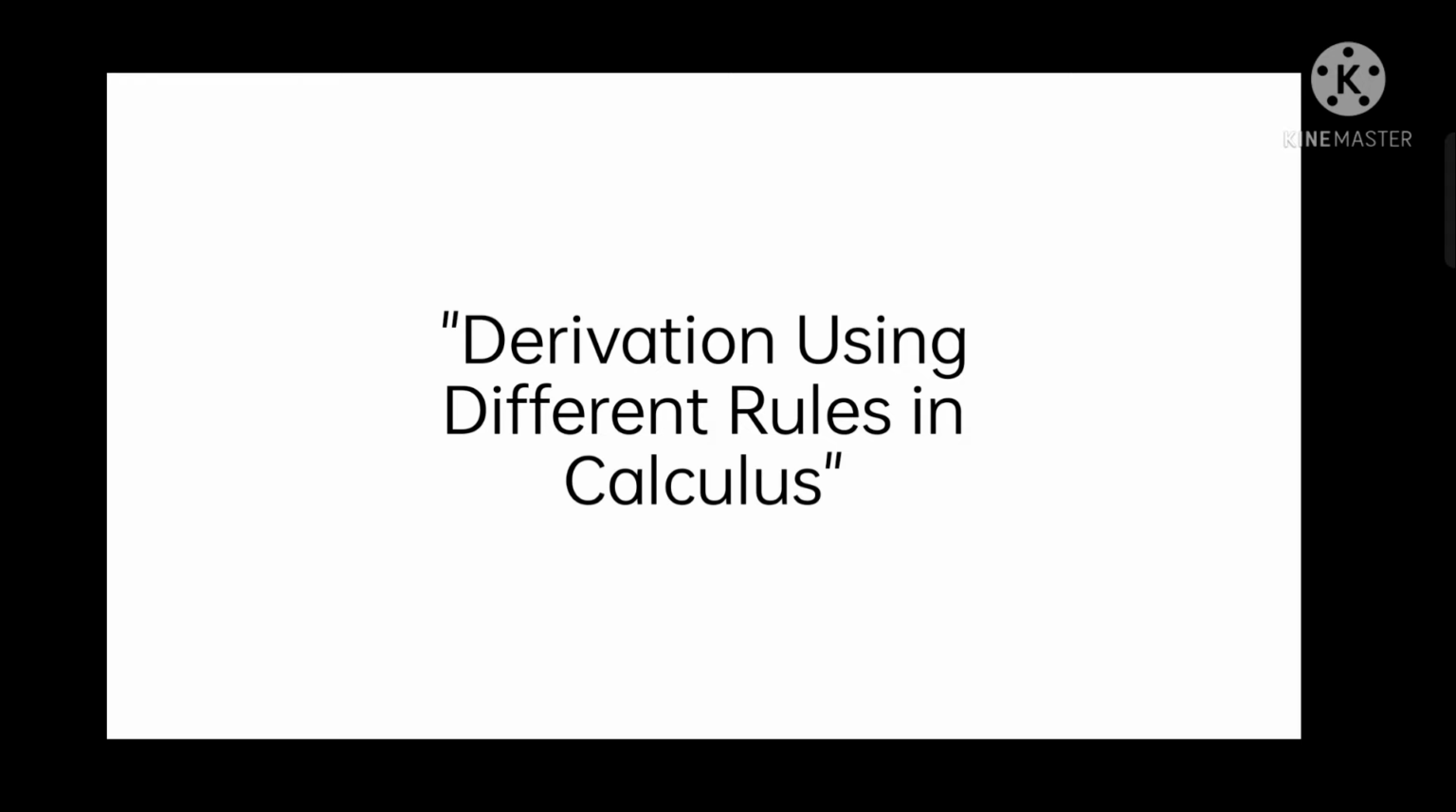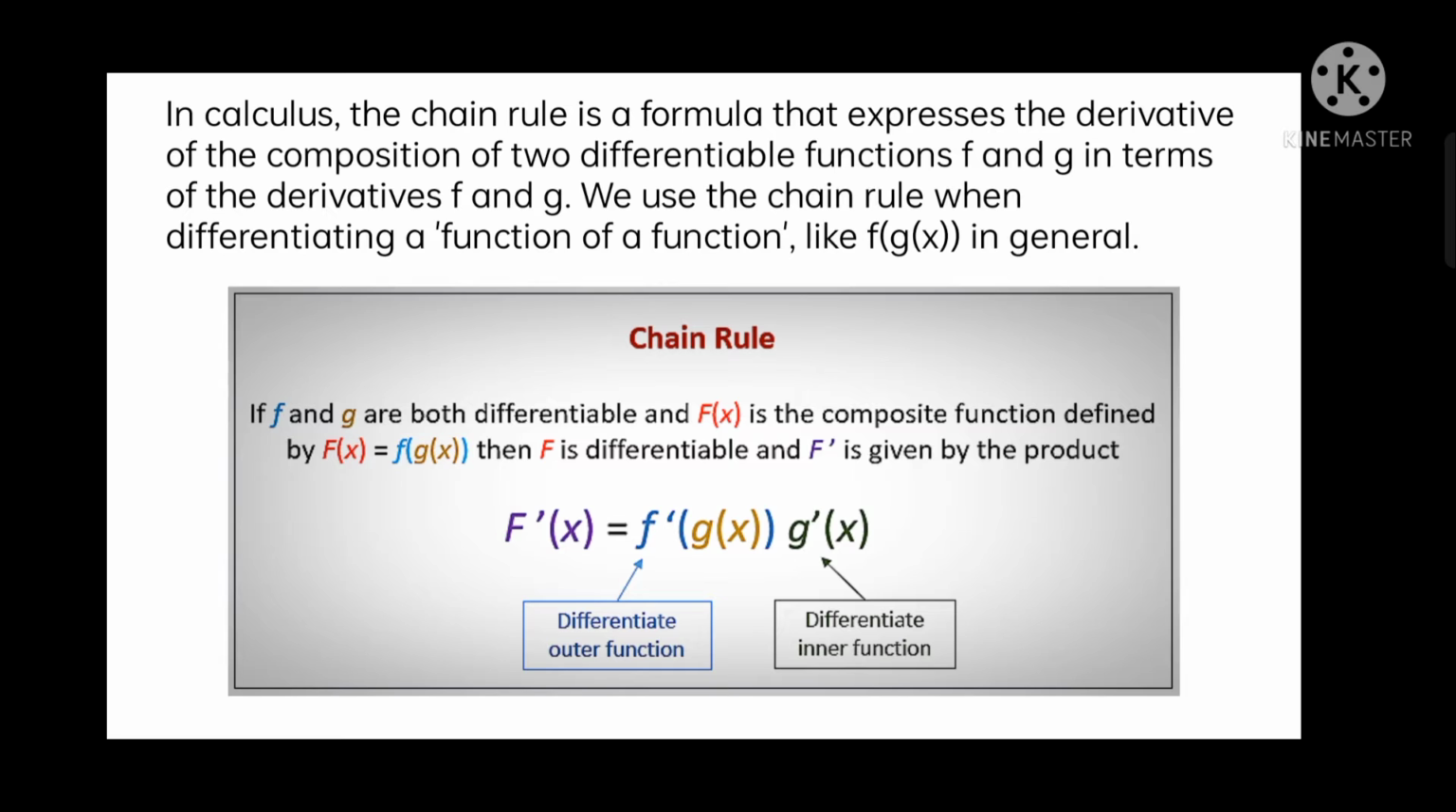In this video, you will learn the derivation using different rules in calculus. First, we have the chain rule. In calculus, the chain rule is a formula that expresses the derivative of the composition of two differentiable functions f and g in terms of the derivatives of f and g. We use the chain rule when differentiating a function of a function, like f of g of x in general.